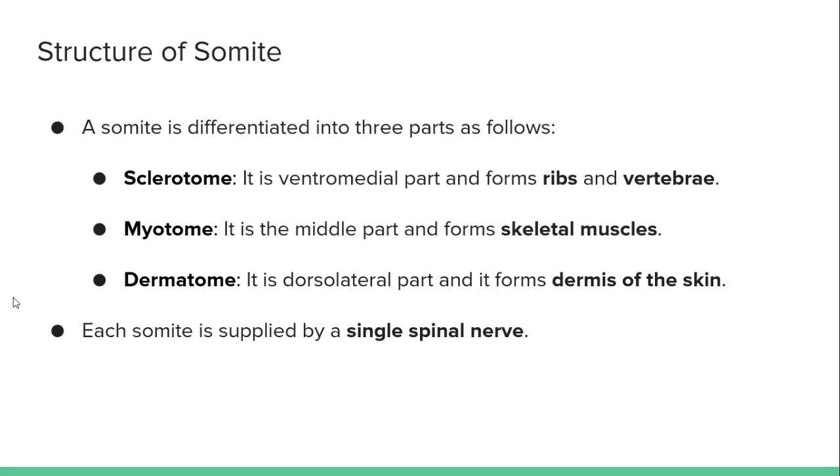The structure of the somite. Somites are differentiated into 3 parts as follows. The sclerotome, the ventromedial part, forms ribs and vertebrae. The myotome, the middle part, forms skeletal muscles. And the dermatome, the dorsolateral part, forms the dermis of the skin. So the somite is differentiated into 3 parts: the sclerotome, the myotome, and the dermatome. Each somite is supplied by a single spinal nerve.